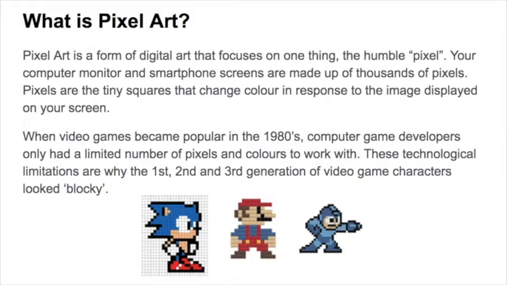When video games became popular in the 1980s, computer game developers only had a limited number of pixels and colors to work with. These technological limitations are why the first, second, and third generation of video game characters kind of looked blocky. You can see what I mean in these pictures below. But the children and adults who played video games back then didn't really care about the graphics. And I'd make an argument that their original design forms a large part of why video games are still popular today.